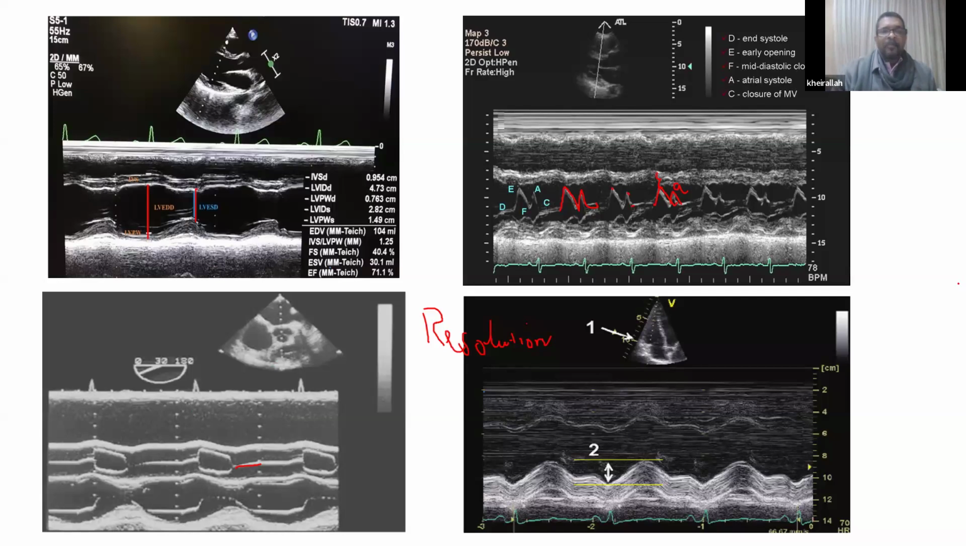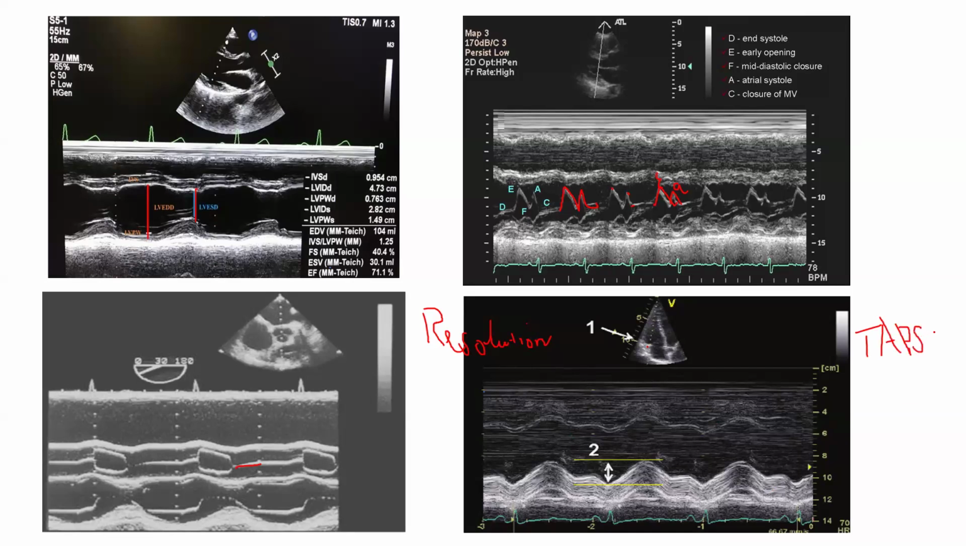Now the one which is really important is the RV M mode. We go to the right side and we drop our cursor along the lateral annulus of the tricuspid valve, and here what we get, M mode. And this M mode has a name. Do you know what name is that? Yes, TAPSE, tricuspid annulus plane exclusion. Exactly. Very good. This is called TAPSE.